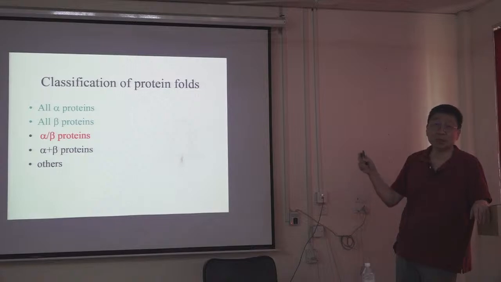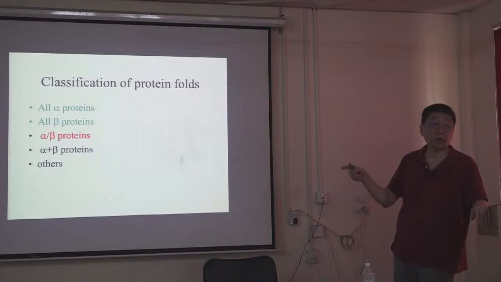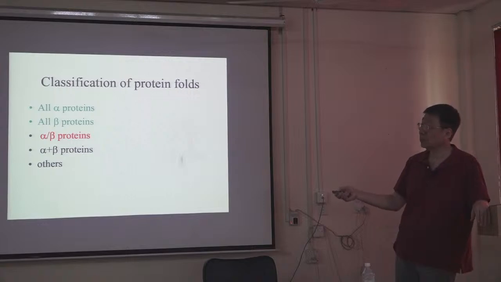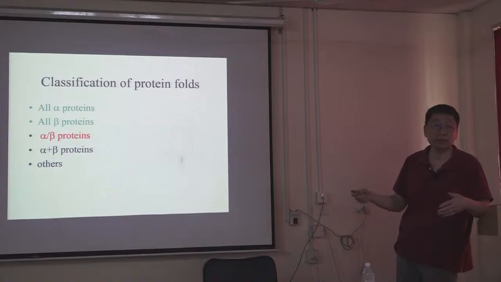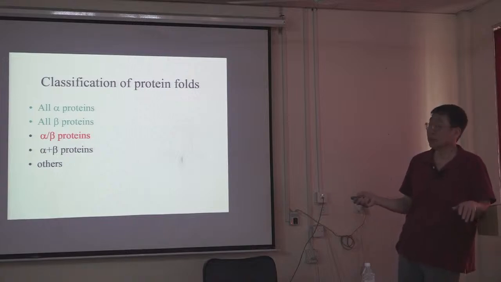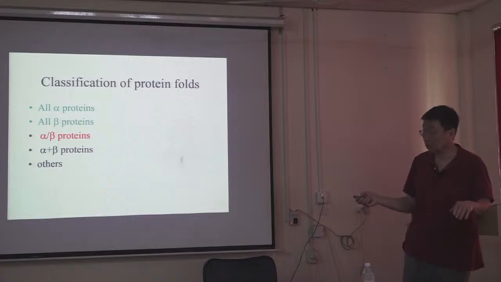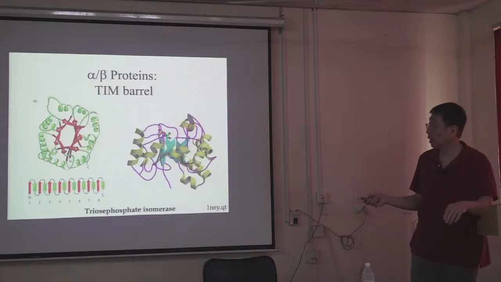Alpha/beta means the alpha and beta are following a pattern. So alpha followed by beta, followed by alpha, followed by beta. In comparison, alpha plus beta means there's alpha, there's beta, not in any specific pattern. So this will cover almost all the proteins, if you will. So I'll show you a couple examples of alpha/beta proteins, important ones.